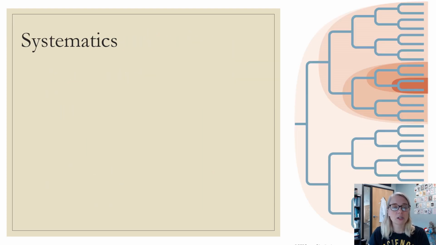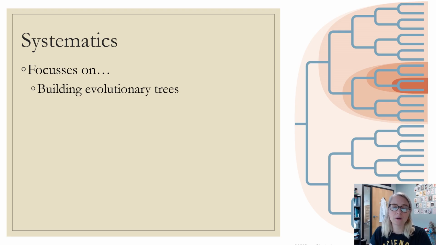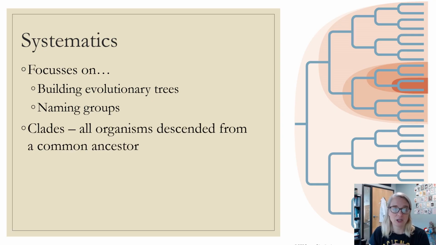All right, so let's take a look at systematics first. So systematics focuses on building these evolutionary trees, and there's a generic example there on this screen. This is where we get to name stuff. So we come up with the names to name the groups at the different levels of classification. And then we have clades. So clades are these little branches that are coming off. They keep branching and branching and branching. These are all the organisms descended from a common ancestor.